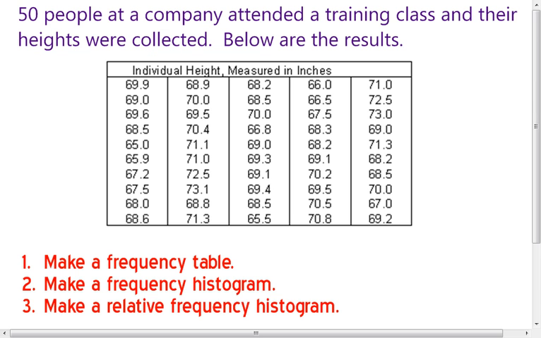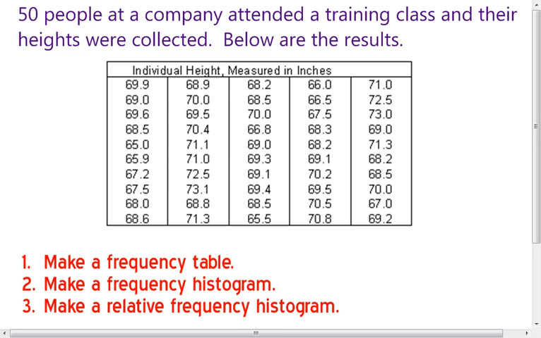Okay, then we're going to do one more where we actually are going to put our data into classes or categories or bins, whatever you want to call them. So this is some data that was collected from 50 people that attended a training class, and their height is measured in inches, you can see. And so the first thing that we're going to do is take this data and make a frequency table.